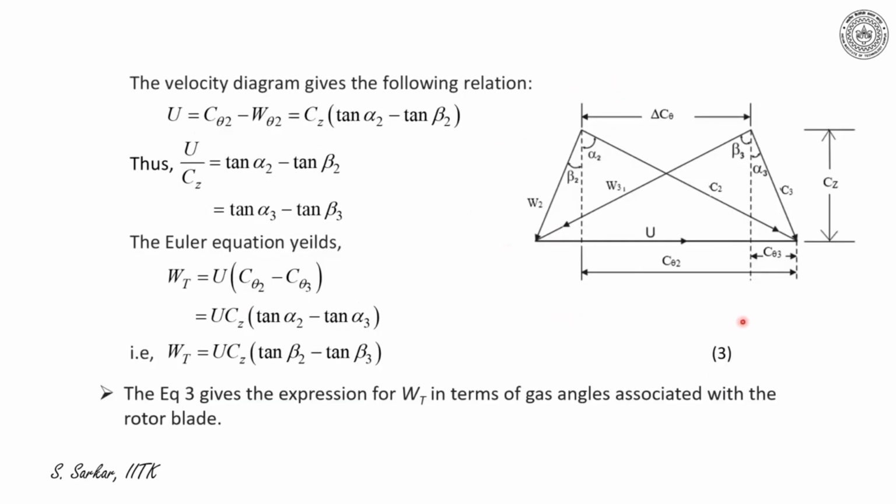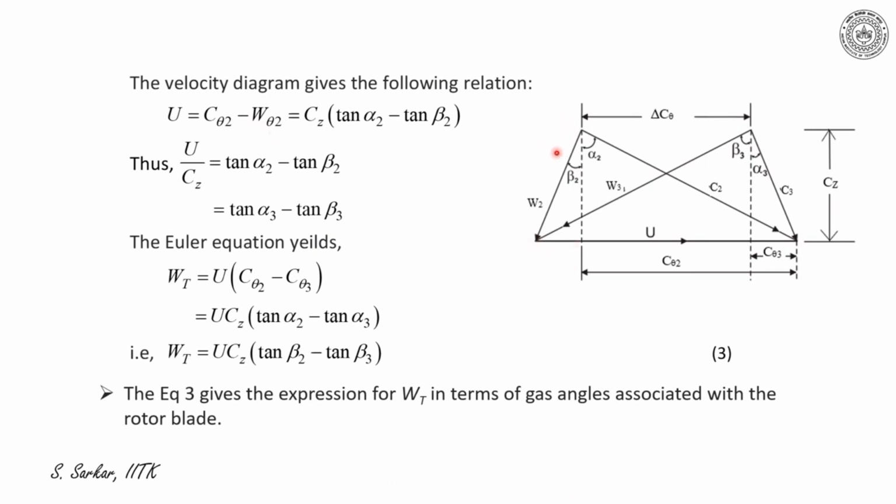Now, using the combined velocity triangle, as I have illustrated earlier, I can get the following relation: U is equal to C theta 2 minus W theta 2. Note that W theta 2 is negative here.